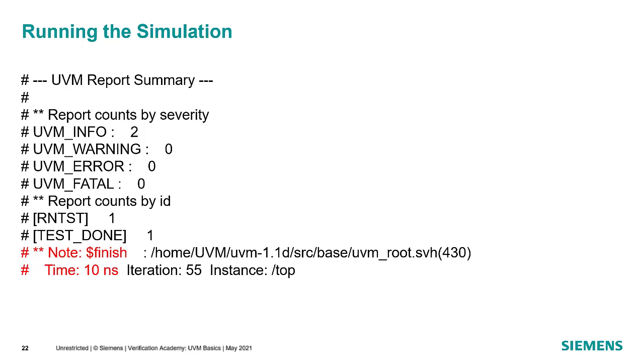So there we have an actual UVM example that was run to completion, issued a message at the beginning and at the end. We raised the objection to begin with to allow the test to run through 10 time units. Then we dropped the objection, which indicated that it was time to end the test.